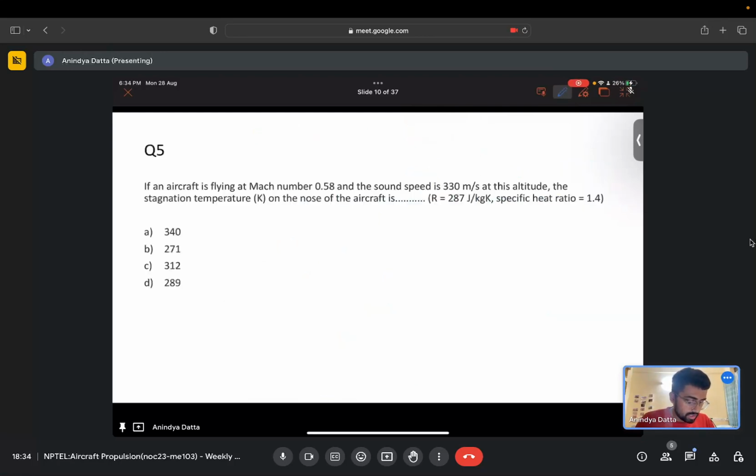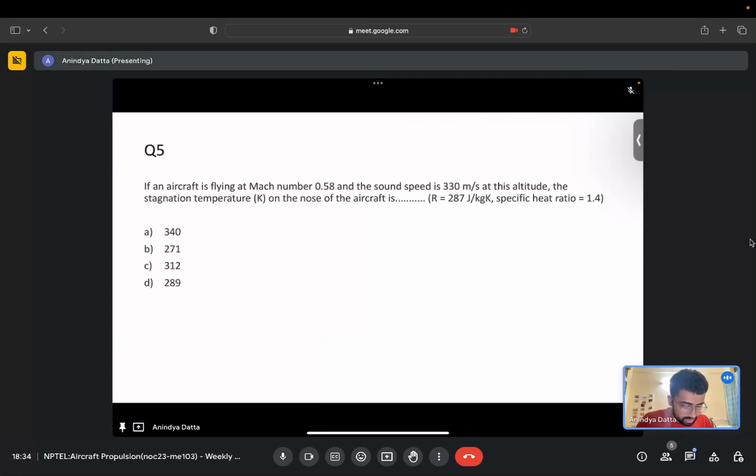So let's move on. Now we will have some problems on stagnation conditions. Let me read out the problem. We have an aircraft flying at a Mach number of 0.58 and the speed of sound is 330 meters per second at this altitude, and we have to find the stagnation temperature at the nose of the aircraft.